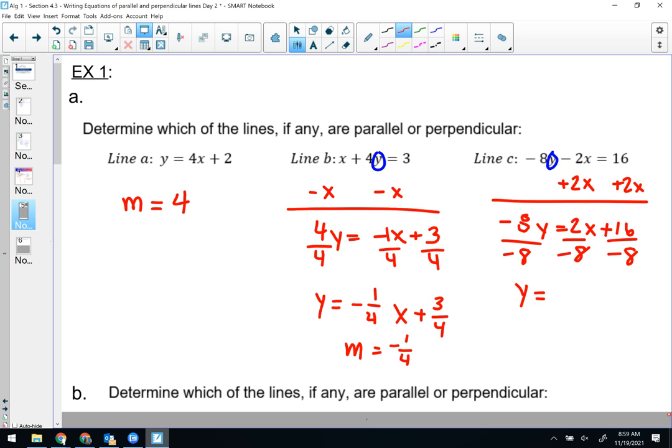So y is equal to, now can I leave it as 2/8? No, it's got to be 1/4. 2/8 reduces down to 1/4. And it was minus 2, but it doesn't matter. There are a couple statements that I could make. What is one conclusion I can draw from all of this? Line B and C are parallel. Good. B and C are parallel.